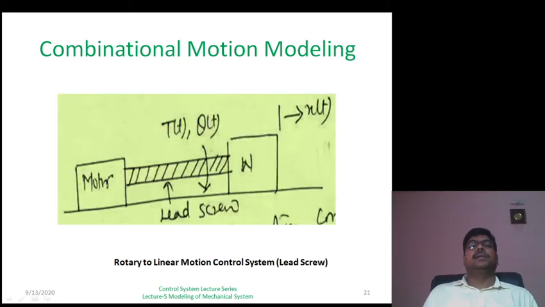And third one is a lead screw mechanism. Here also rotary to linear motion. So here the motor rotates and the lead screw comes out, and it pushes the body in this direction. So there will be the motion, and this displacement takes place xt, and here is the torque and theta t. So these are the three examples of rotational to linear motion.